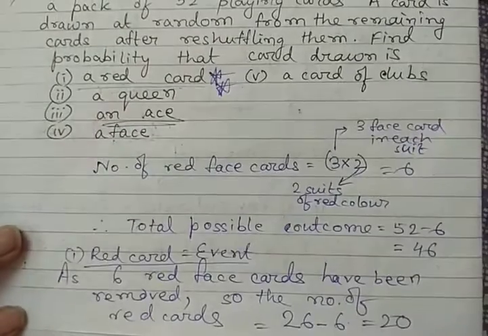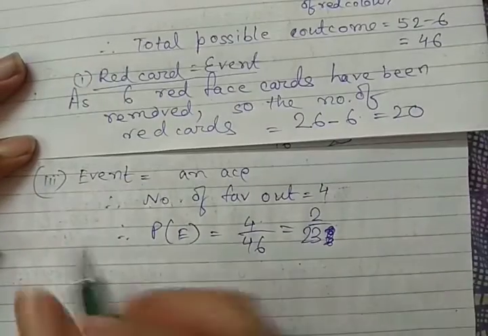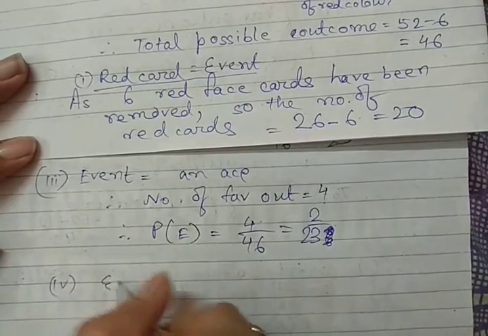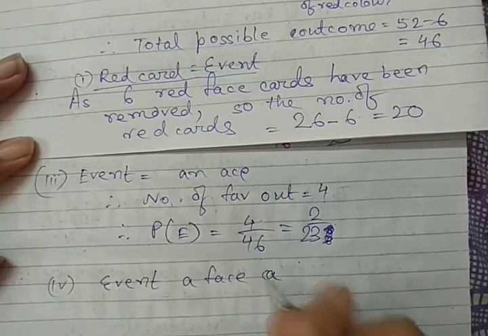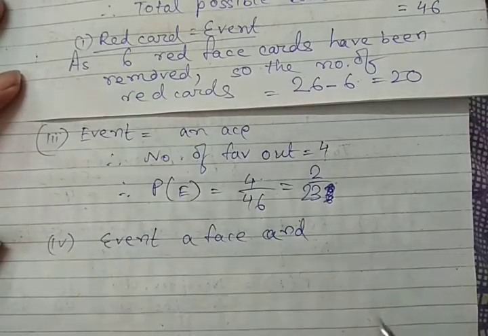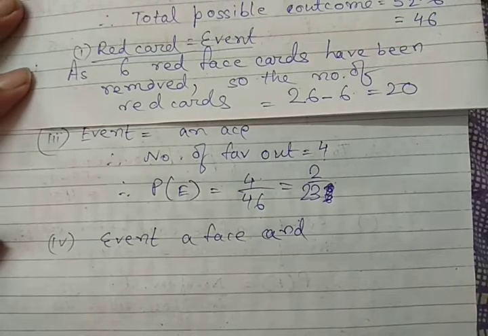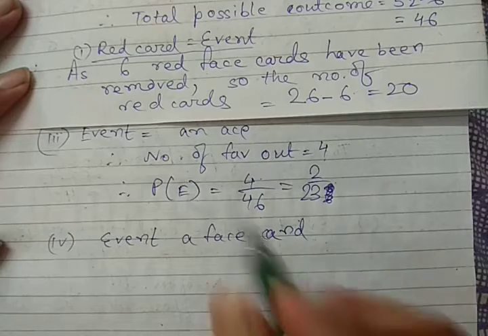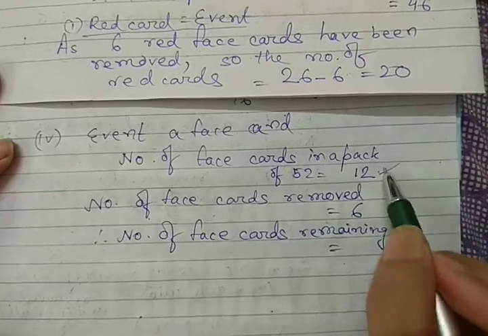Now let us move on to the next subpart. A face card. This is very simple. Number 4, the event is a face card. How many face cards have been removed? 6 face cards have been removed. And what is the total number of face cards in a suit? There are 3 face cards in a suit. And what is the total number of face cards in a pack? There are 12 face cards. So the number of face cards in a pack of 52 is 12.